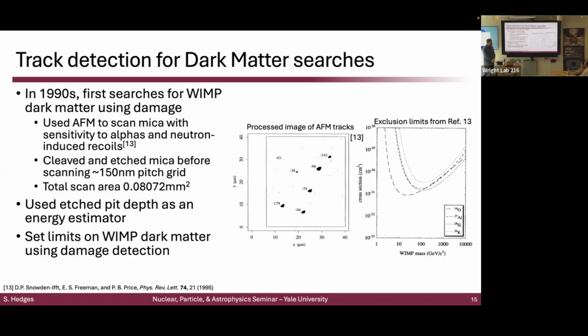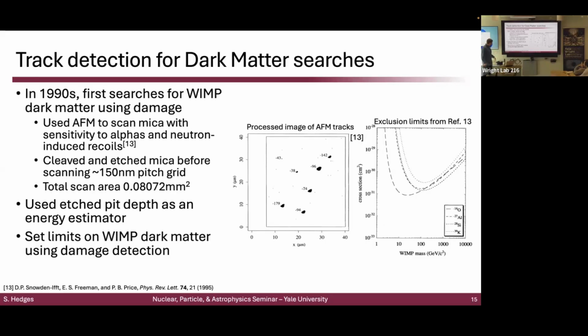Things really changed in the 1990s when you had the first searches for WIMP dark matter using damaged tracks. So this is from a paper from Snowden-Ifft, where they used an atomic force microscope to scan mica in a grid. And with this, they were able to achieve sensitivity to these lower energy signals. So they were able to see alphas and neutron-induced recoils for the first time.